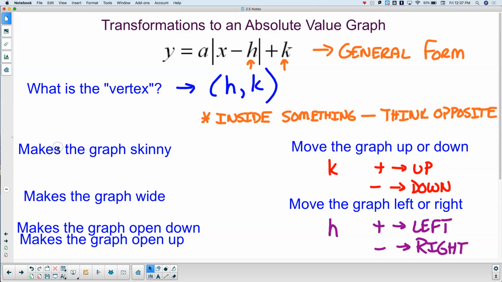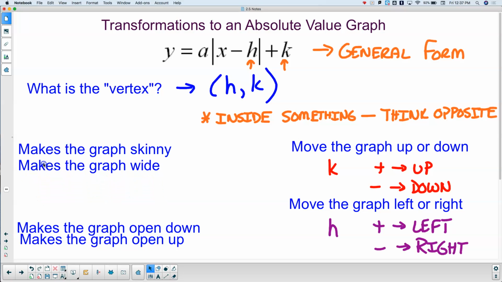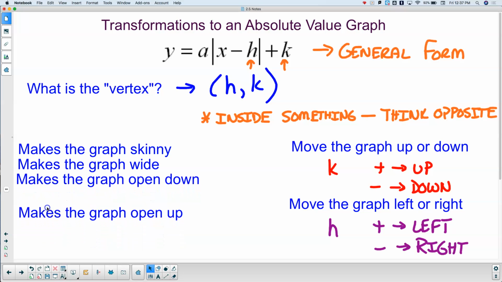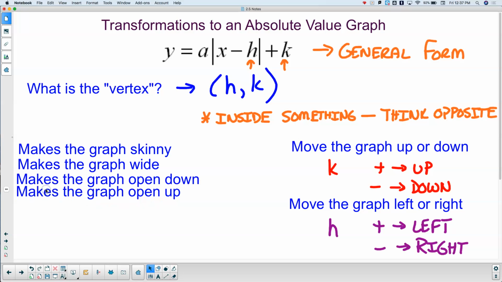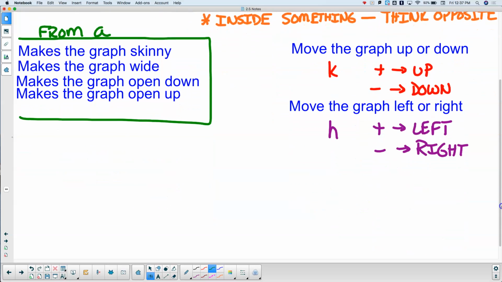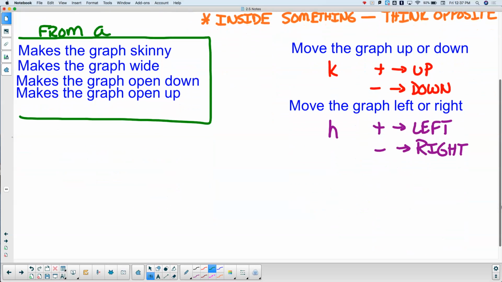All of this other stuff, making the graph skinny, or making the graph wide, or making the graph go up, or open down, all of that other stuff comes from A. This number right out there in front. Okay. So now let's talk about that A value, things that we can sneak out of that.